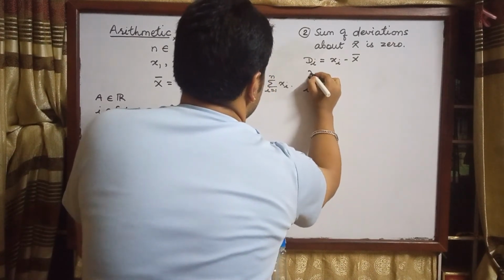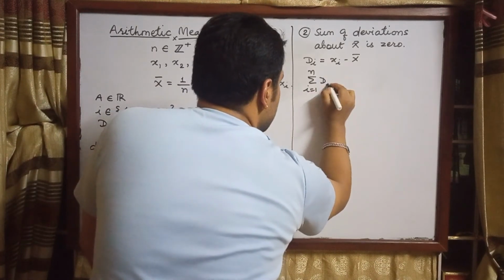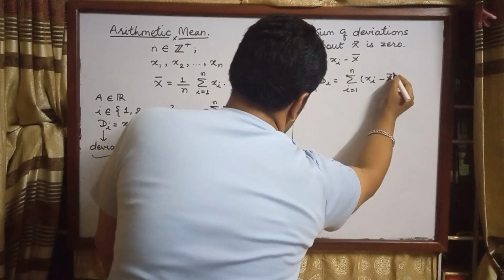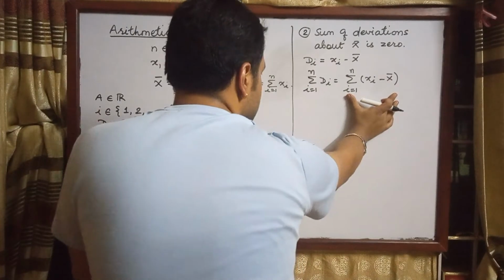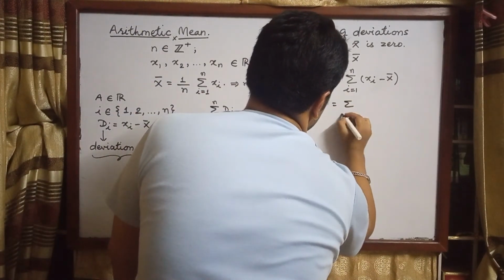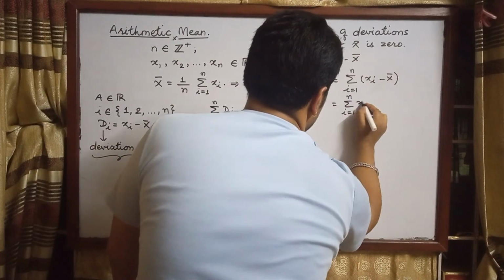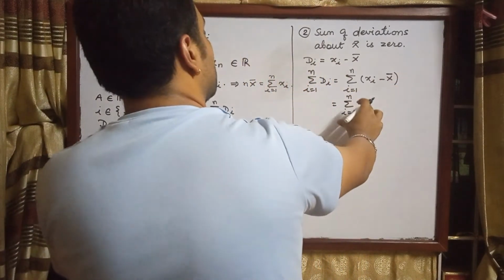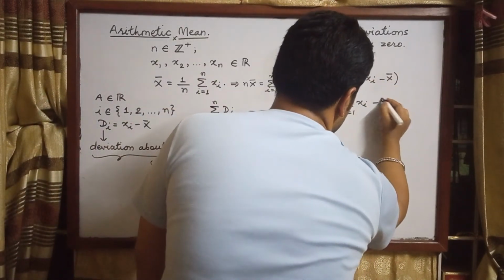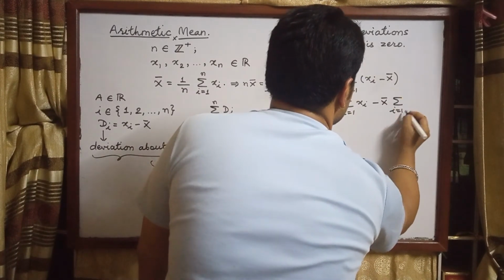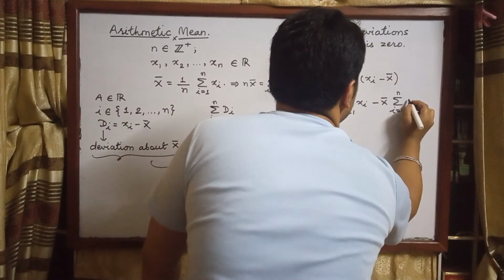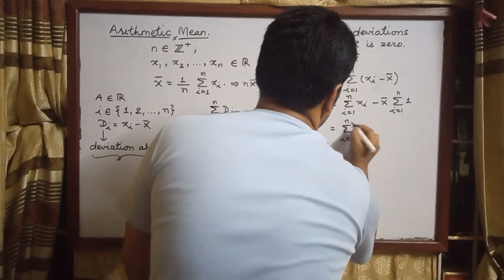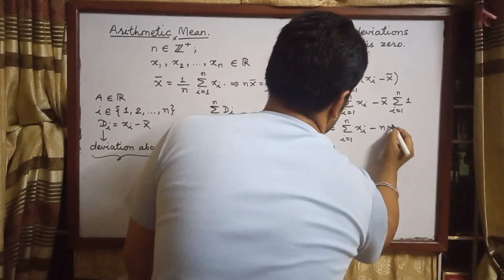Summation i equals 1 to n di is equal to summation i equals 1 to n (xi minus x bar). We can rewrite this as summation i equals 1 to n xi minus summation of x bar, and x bar is a constant, or at least it does not depend on i. We can take it out and write summation i equals 1 to n of 1. Okay, so this is equal to summation i equals 1 to n xi minus n x bar.